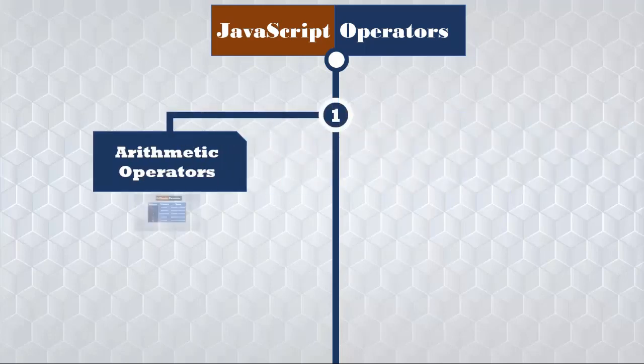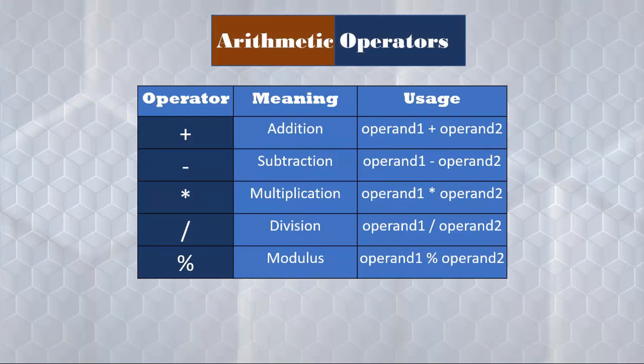The first category of operators are called arithmetic operators. Arithmetic operators perform the usual arithmetic operations such as addition, subtraction, multiplication, and so on. Let us see the number of arithmetic operators that are available in JavaScript. In JavaScript, we are having five kinds of arithmetic operators. These are simple and usual operators that are used to perform usual arithmetic operations. So first one is the addition operator, which is represented by a plus sign. It performs addition of two numbers.